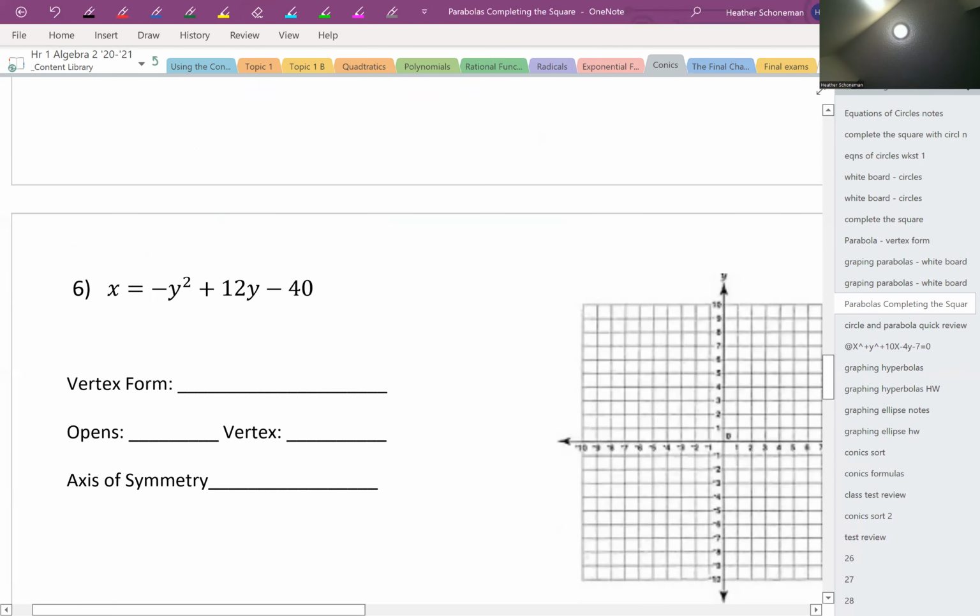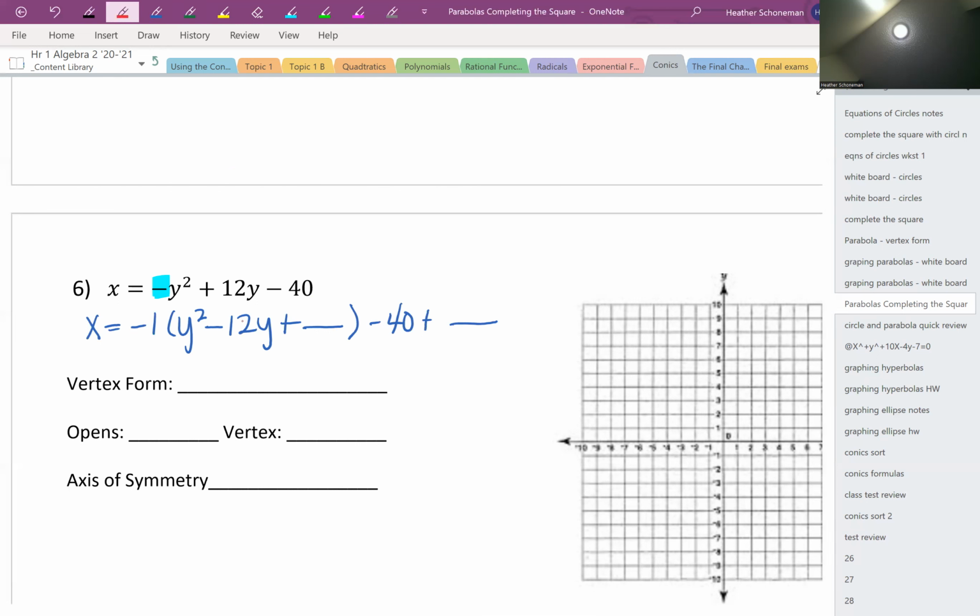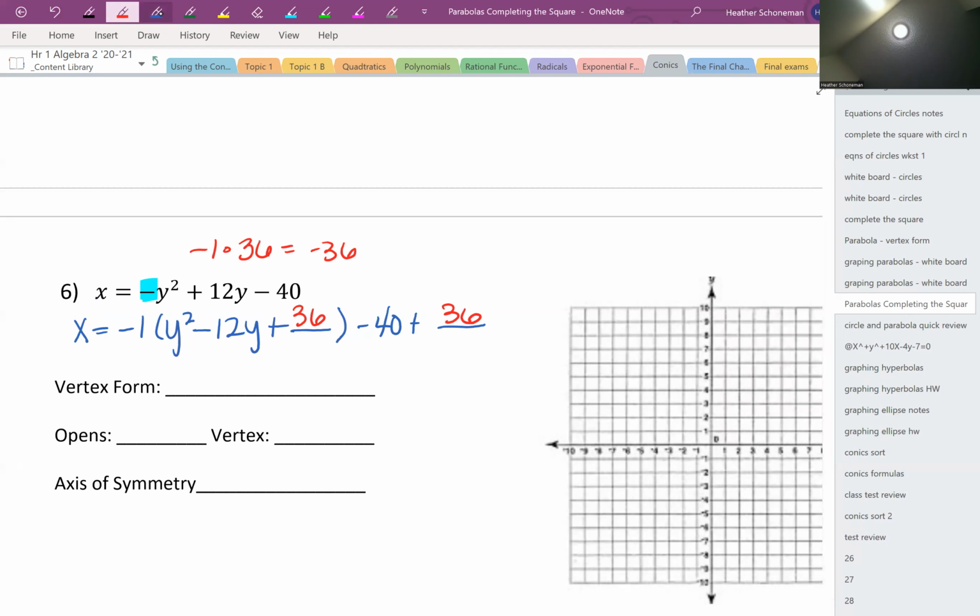Okay, let's do one more together, and then you can try the last two on your own if you want. So on this one, again, it doesn't start with a positive 1. So I've got to factor out that negative. So I'm going to take out the negative. You can write negative 1, but that changes the sign. So now I have positive y squared, negative 12y plus blank, minus 40 plus blank. When I fill in the blank, half of 12 is 6. 6 squared is 36. But remember, it's a trick. I didn't add 36. I added negative 1 times 36, which is negative 36. So the opposite of that is positive 36.